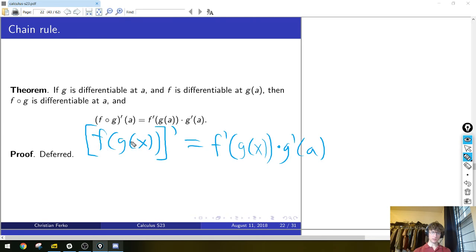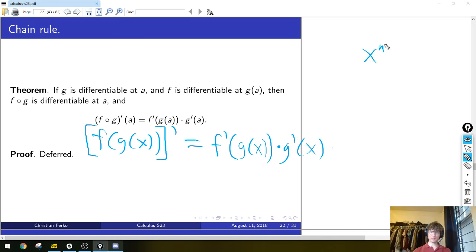So f of g of x differentiates to f prime of g of x. Now I changed from x to a. F prime of g of x times g prime of x. So again, the peeling thing I just told you is a mnemonic. This is just as bad. I'm being very shitty when I say this.